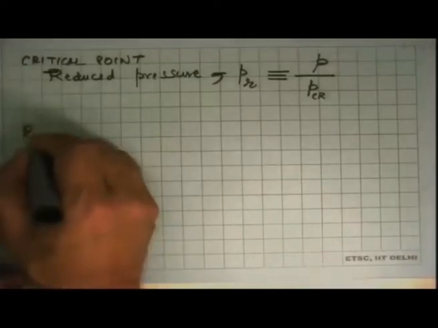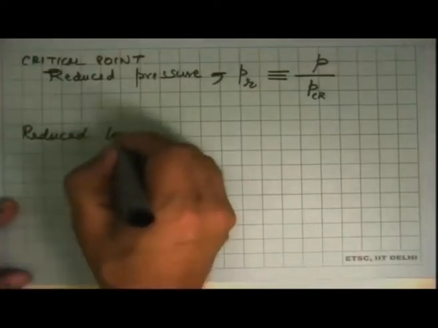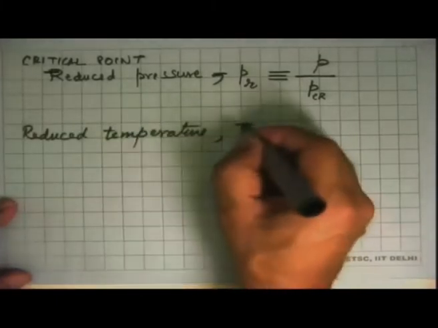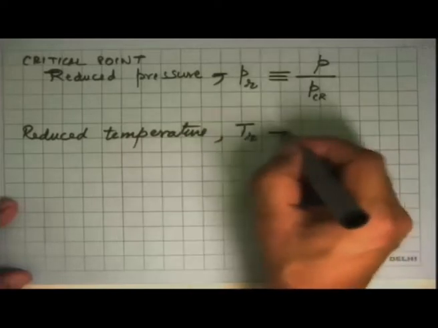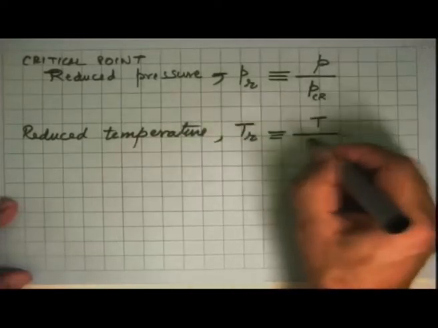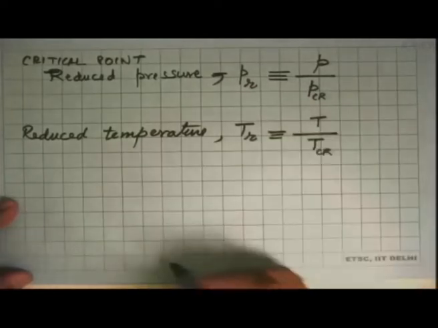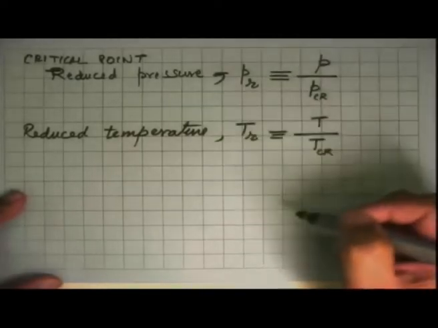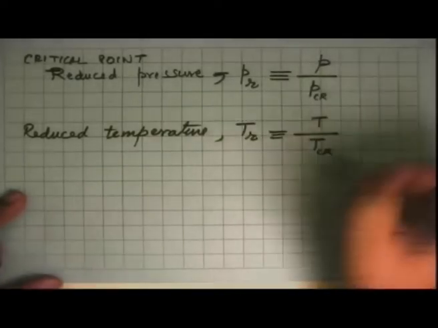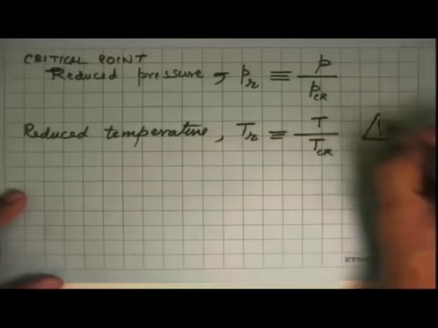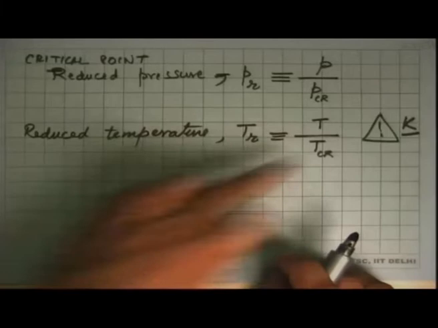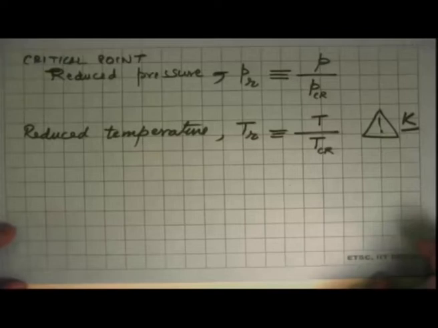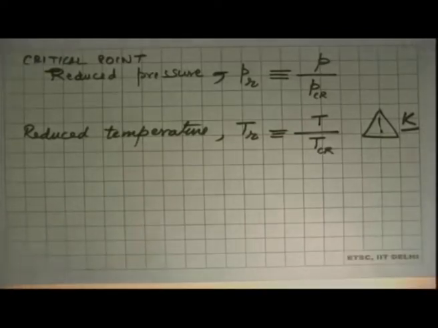And similarly, reduced temperature. This is TR, the reduced temperature, defined as the actual temperature divided by the critical temperature. Pressures are always absolute, so we don't have a problem. Temperatures, be always careful. All temperatures must be in Kelvin only for this particular case. We cannot have a negative reduced temperature. So this is the first thing we define.